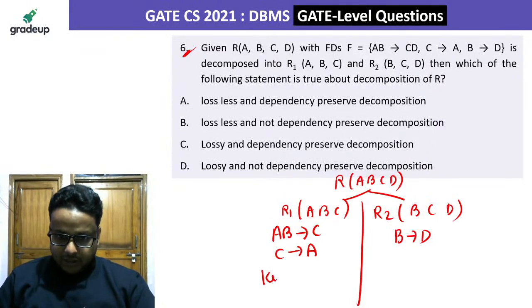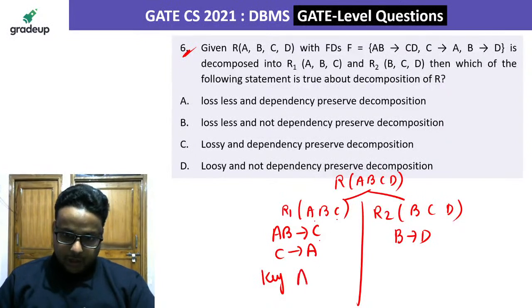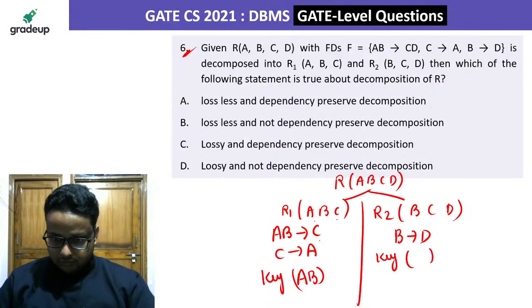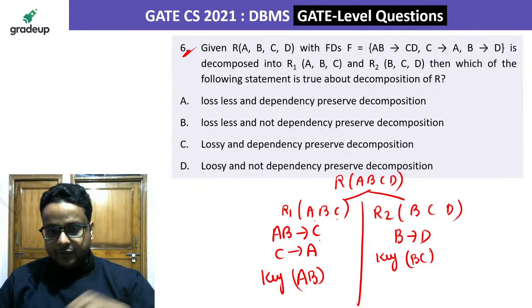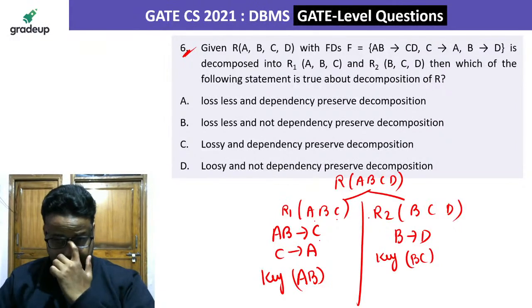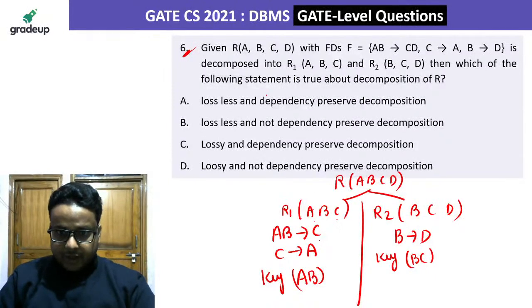Now what is the key here? C and A is coming B, so AB will be the candidate key, because single B will not give you anything. What is the key here? D is coming, BC is coming here, right, in this question. Now here they are asking whether it is lossless and dependency preserving.